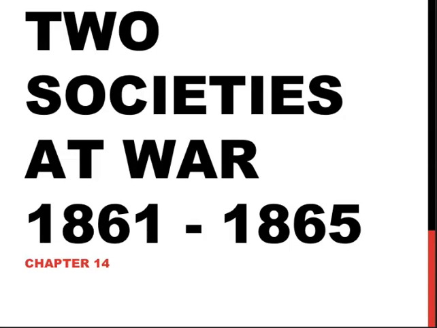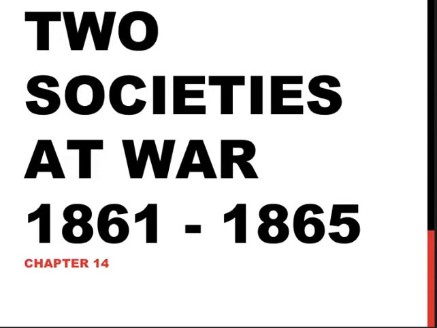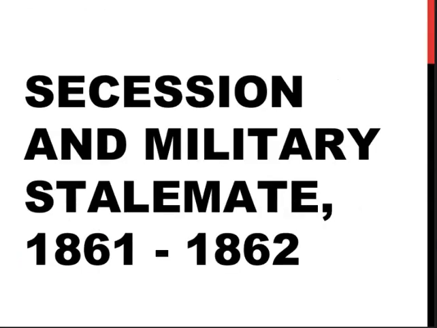Today we are going to be talking about two societies at war between the years 1861 and 1865. This is basically known as the Civil War, the North versus the South, Union versus Confederacy. This is going to be Chapter 14. Now, it starts off with secession and military stalemate.